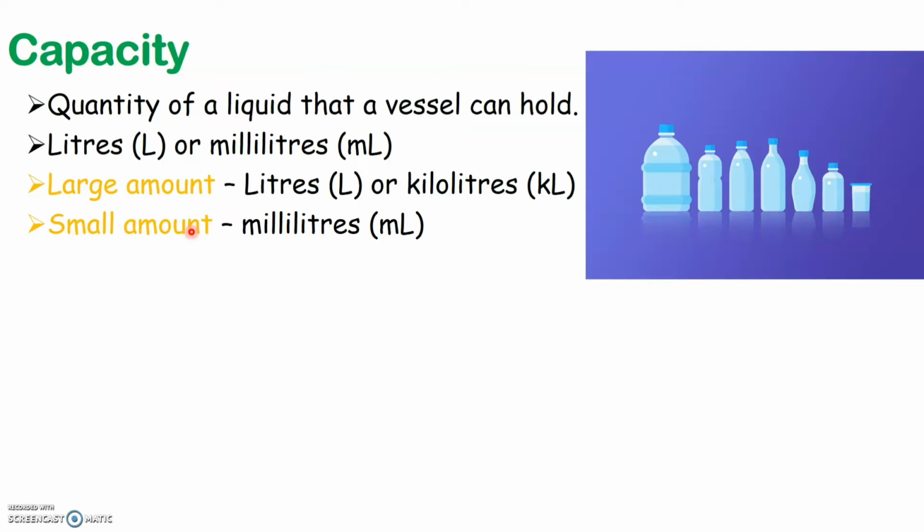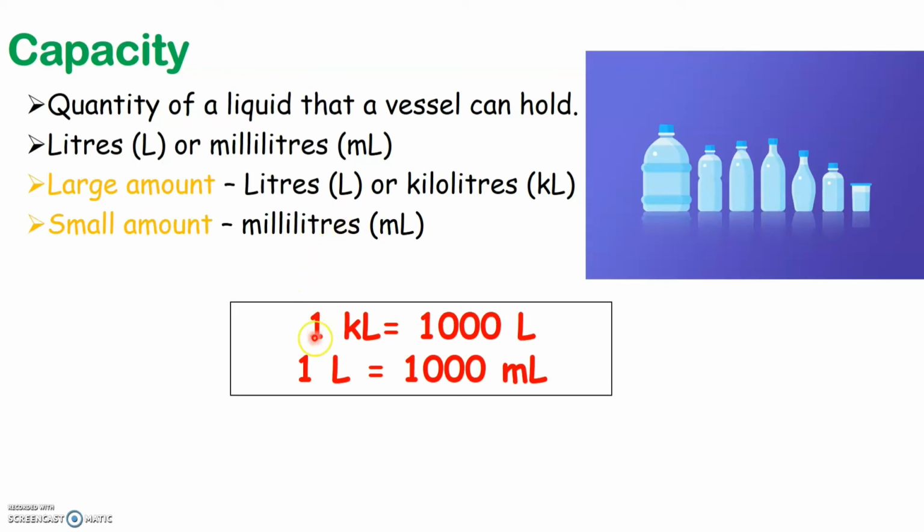Like how we have studied in the previous cases, there is a relationship between liters, kiloliters and also milliliters. So as you see here, 1 kiloliter is equal to 1000 liters, which means 1000 liters put together will give us 1 kiloliter. 1 liter is equal to 1000 milliliters, which means 1000 milliliters put together will give us 1 liter. So this is the relationship between kiloliter, liter and milliliter.